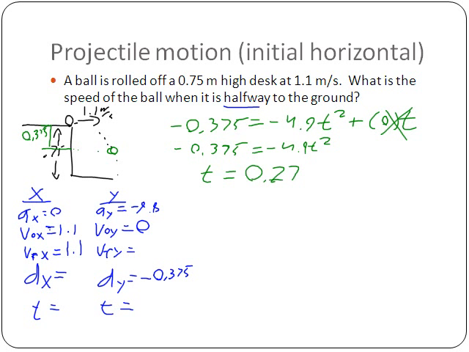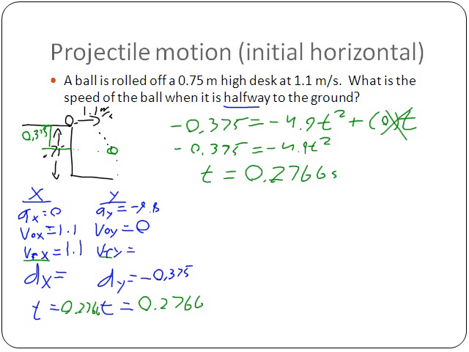0.2766 seconds. So we know that now. We are looking for the speed of the ball when it's halfway to the ground, and so we'll need to know both vfx, which we know, and vfy, which we don't. So we're going to solve for that vfy.